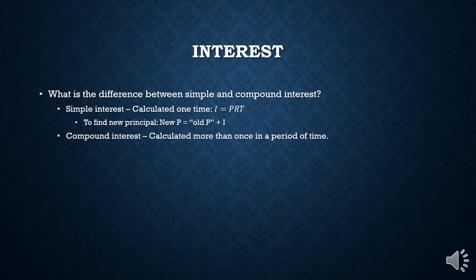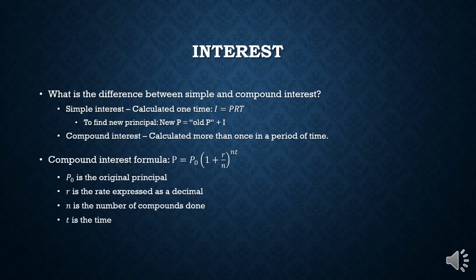Compound interest is interest that is calculated more than once in any particular period of time. The formula for compound interest is as follows. Let's break down this formula. P sub 0 is the original principal, or the amount of money that you start with.